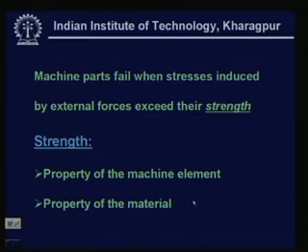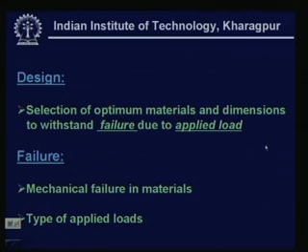Similarly, the property of the material is quite understandable, because the strength of an aluminum bar won't be the same as the strength of, say, a mild steel bar, or wood, or any other material. So, obviously, an important role is played by the property of the material, or the selection of the material, for the design of a machine component. So, broadly, design means the selection of optimum materials and dimensions to withstand failure due to applied load.